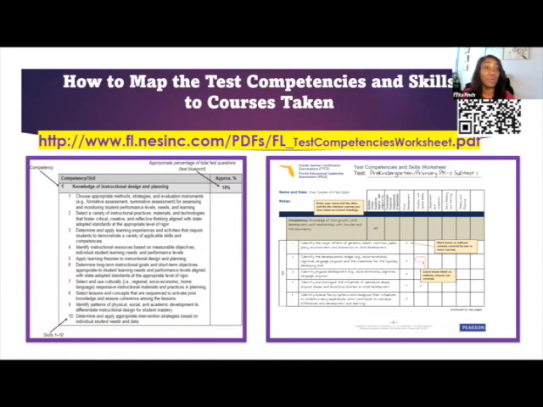All right, so how do we map the test competencies and skills to courses taken? Go ahead and scan that QR code. That's going to take you to the worksheet, the test competencies worksheet.